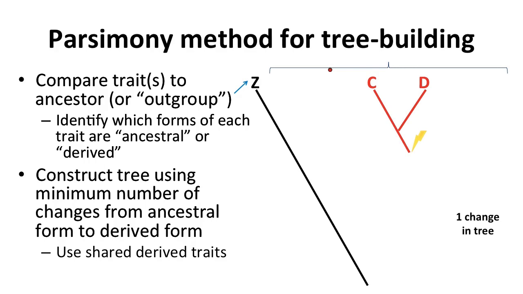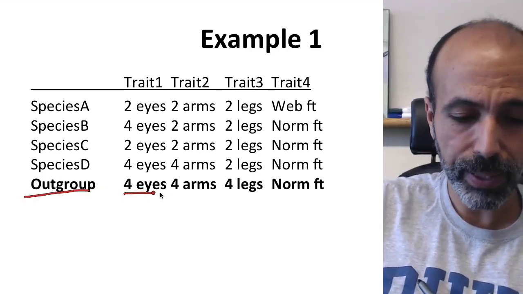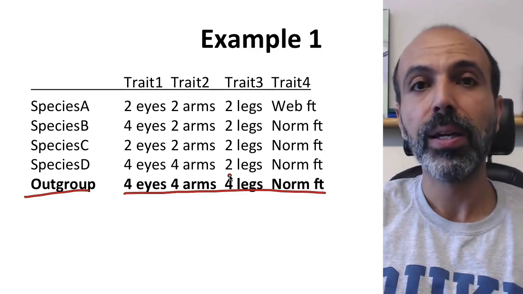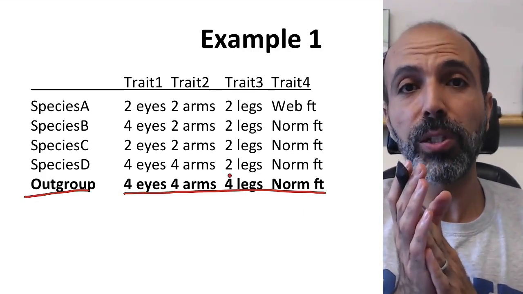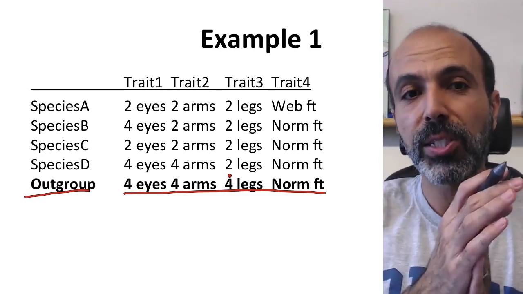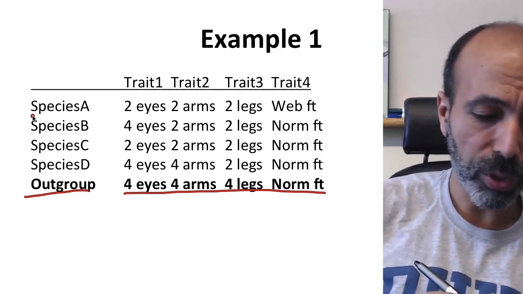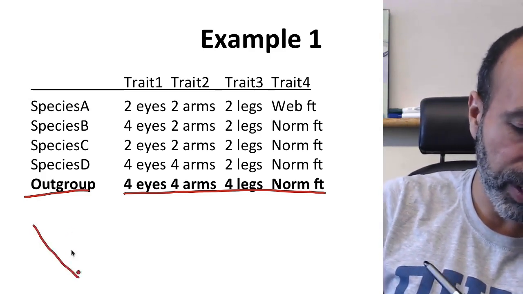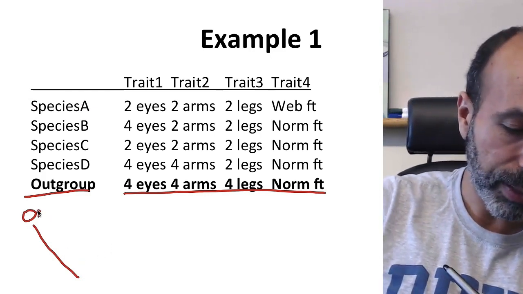So let's do an example. This is a pretty straightforward example where we have an outgroup species, right? And we have its set of characters for a particular trait. Now we're going to use the outgroup species to infer which form of each trait is ancestral or derived. Okay? We have 4 species. Let's go ahead and draw a tree based on what we get here. So we already know the outgroup is the more distantly related. Right? That's just defined as such.